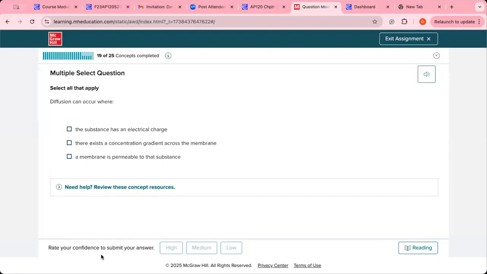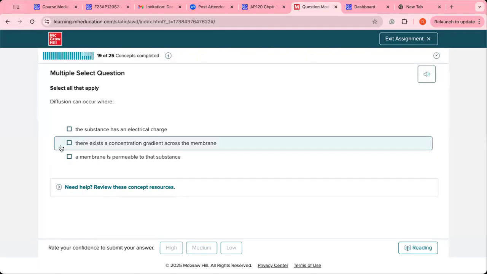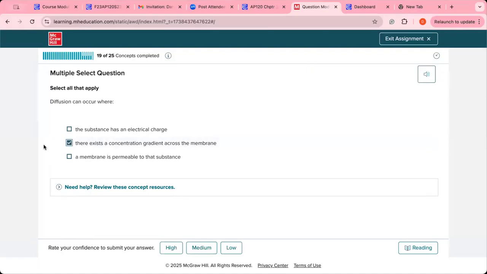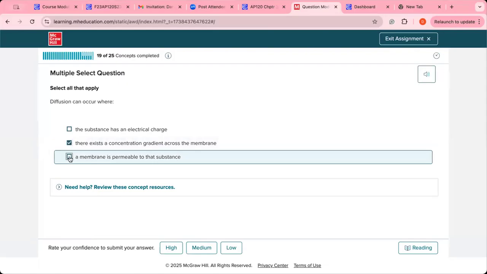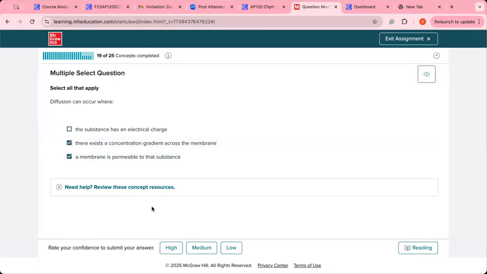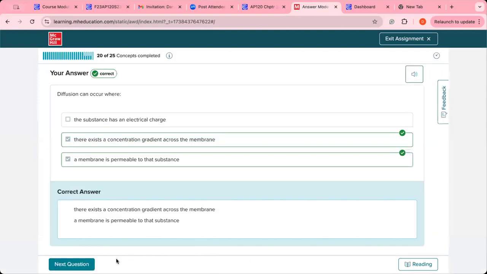Diffusion can occur where the substance has an electrical charge. There exists a concentration gradient across the membrane. Okay. That's right. And the membrane is permeable to that substance. The third one. It has to be permeable to it in order to get across it. If it's not, it's not gonna fit. It's not gonna make it. Very good.